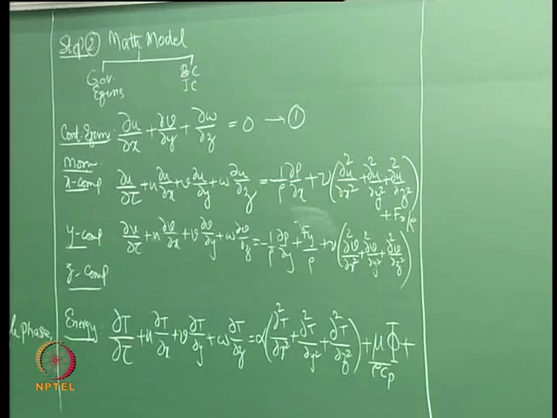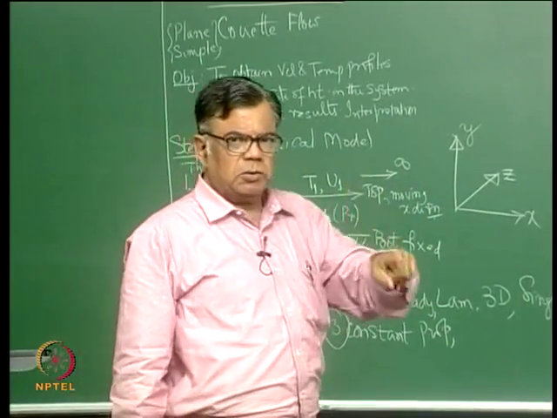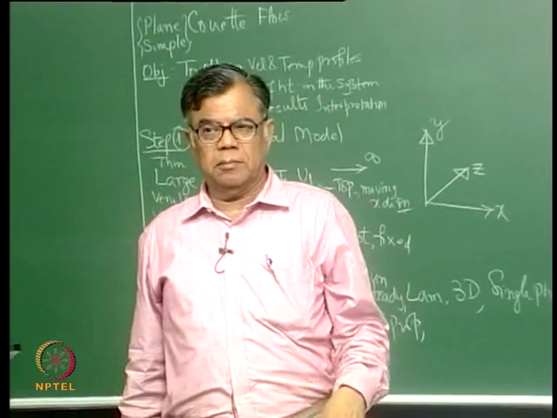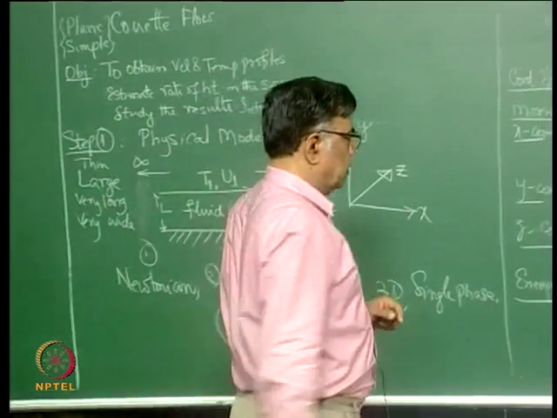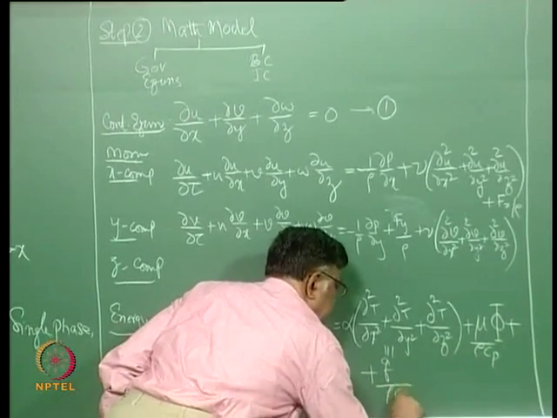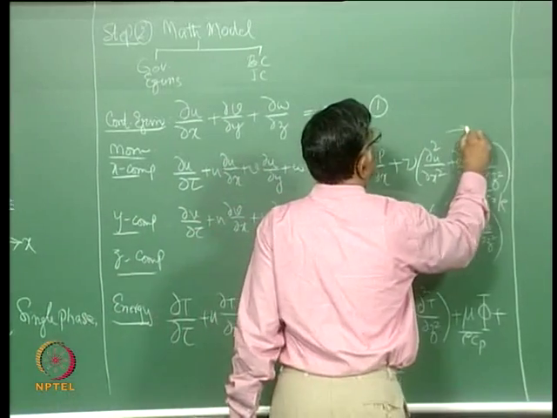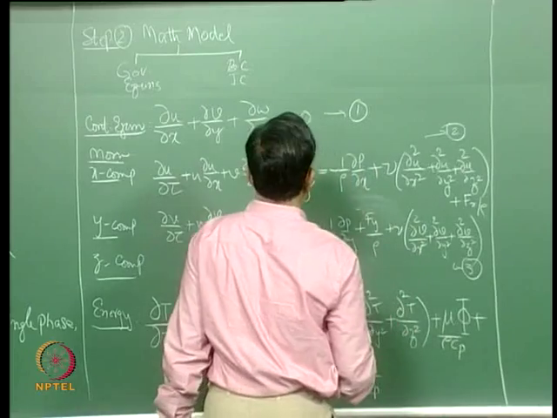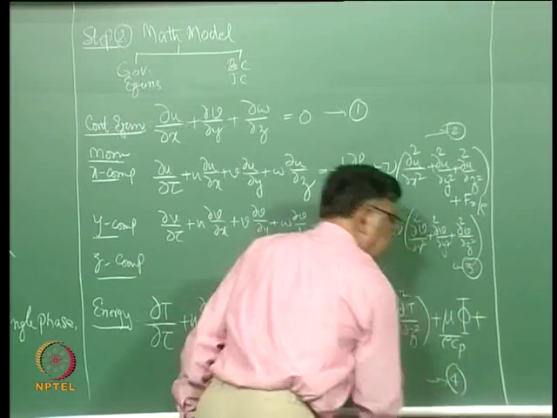There are actually two more terms. One is a compressibility term, but we have said incompressible. Otherwise you should write the compressibility term, beta comes into picture, expansion coefficient. So write down Q triple prime by, so this is 2, 3, 4, no spacious equation.